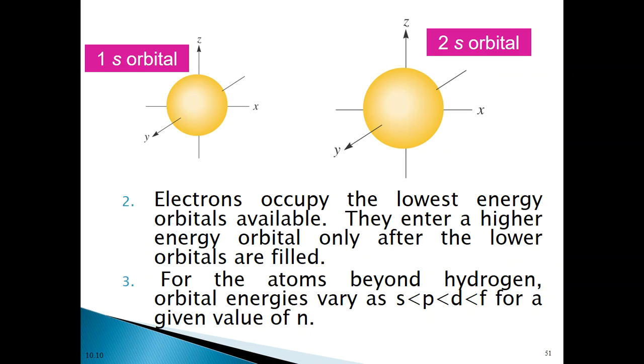Electrons will go into the lowest energy orbital available, right? And they will enter a higher energy orbital only after the lower orbitals are filled. We're going to see that in the examples later on.